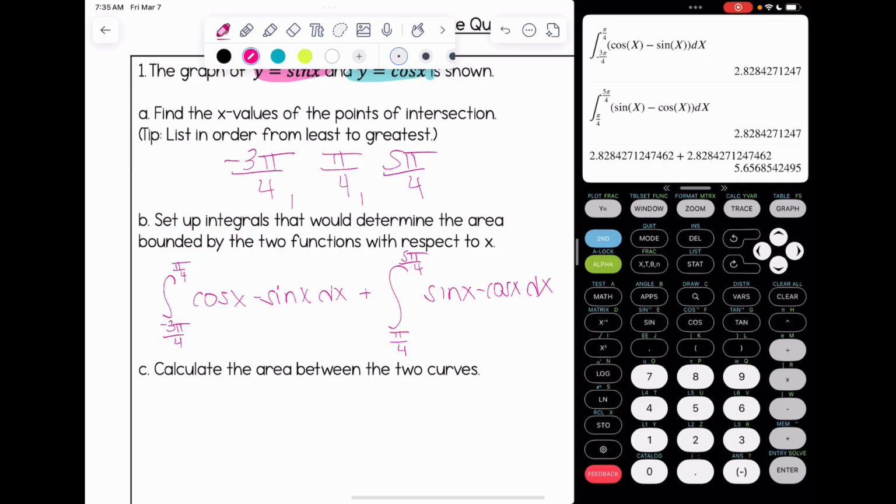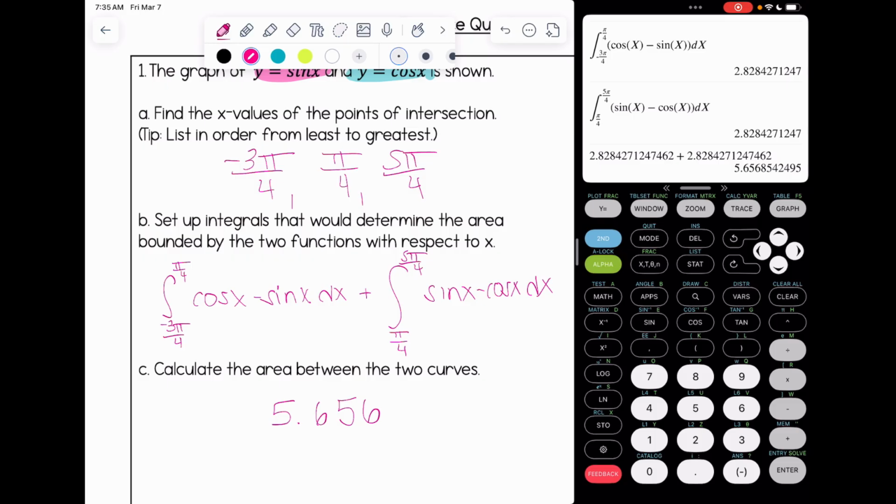For part C, we're asked to calculate the area between the two curves. If you take a look on the right of my screen here, I have already put this in my calculator, and we're going to do 3 decimal places. So the area is 5.656. You, of course, could integrate this by hand as well and plug in the bounds and evaluate using the fundamental theorem of calculus.